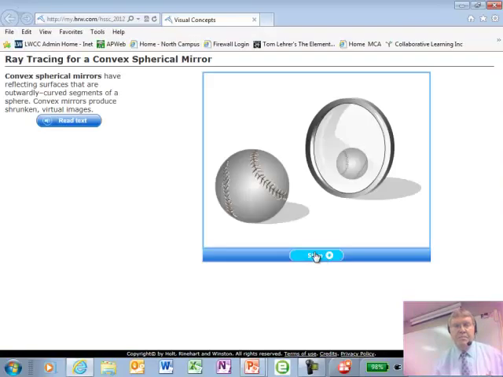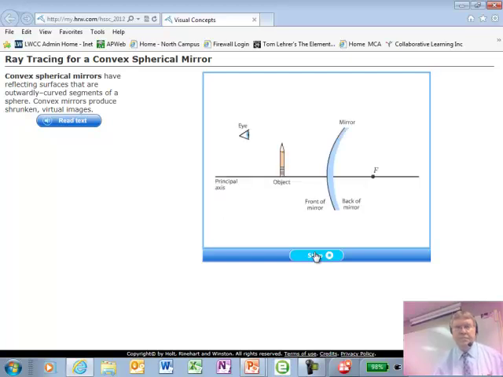A convex mirror creates virtual images that are smaller than the objects they represent. You will often find convex mirrors in the side view mirrors of cars. To find the size and location of the image produced by a convex mirror, we will draw a ray diagram.